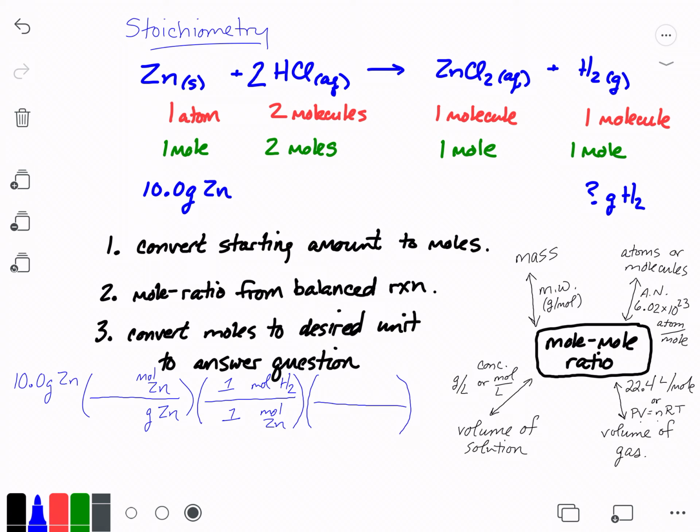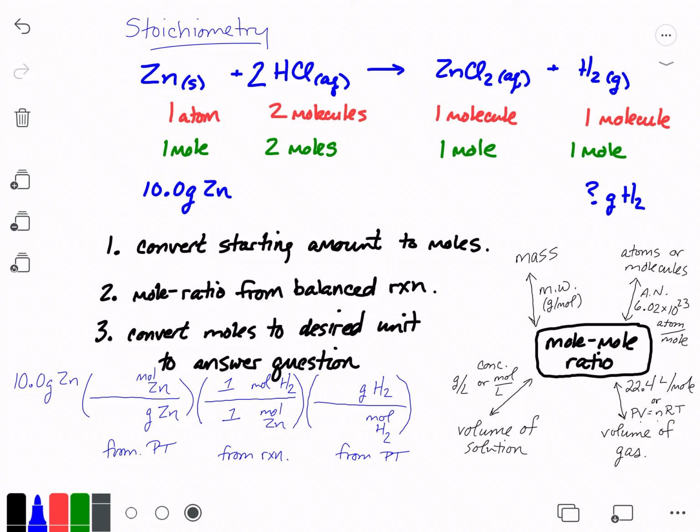And then in step 3, we're going to answer the question. So we'll get rid of our moles of hydrogen that we just calculated. And this question is asking me how many grams of hydrogen I'm going to produce. So in this particular example, step 1 and step 3 are both a mass to moles conversion. Both of those numbers are going to come from the periodic table. So when I look at this and I start to fill in my numbers, I'm going to say this is from the periodic table, this is from the periodic table, and my step 2 is from the balanced chemical reaction.